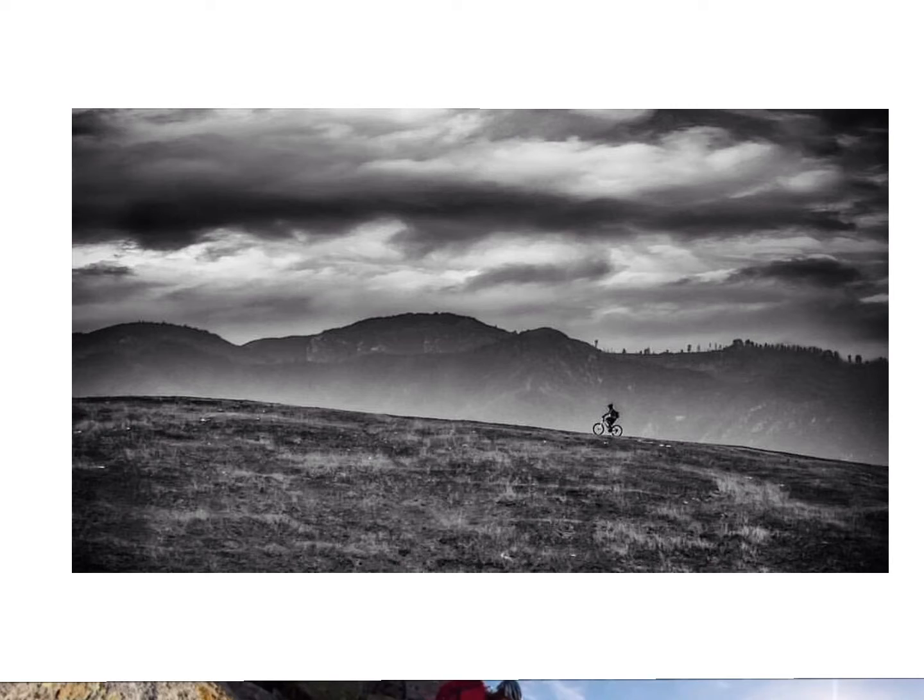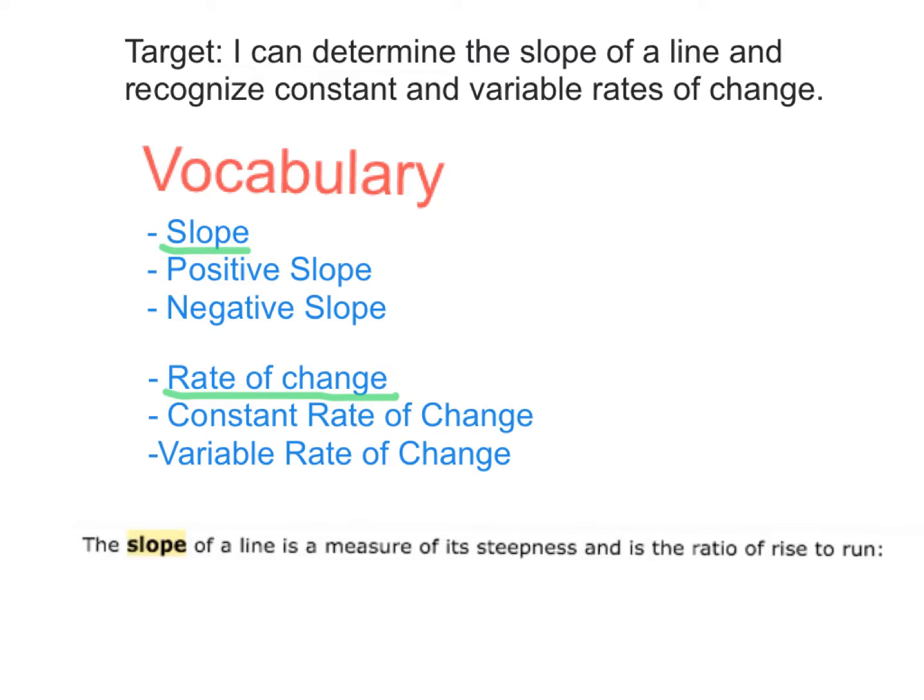In this chapter, we're going to learn about slope, or the steepness of a line on a coordinate plane. The target for this chapter is: I can determine the slope of a line and recognize constant and variable rates of change. Some of the key vocabulary you'll see: slope. Slope measures how steep a line is using the ratio of rise to run. A slope can be positive or negative, but ultimately shows us a rate of change. And this rate can be constant or variable, and it can help us solve real-world problems.